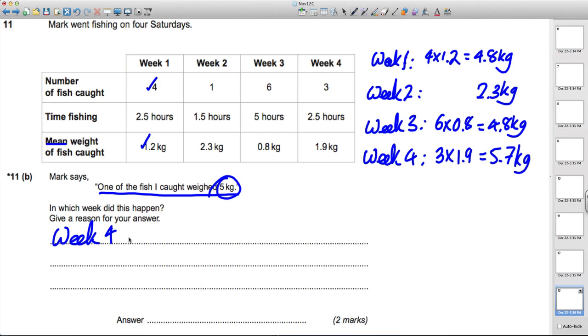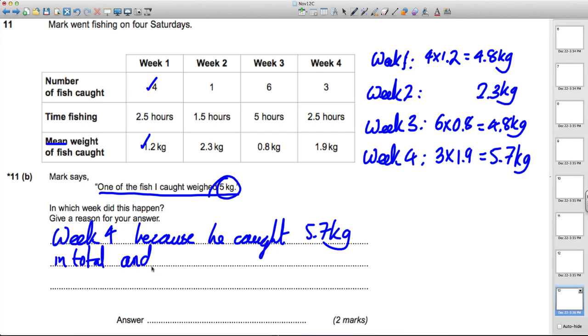You leave this working on your page because he caught 5.7 kilograms in total, and no other week did he catch 5 kg in total.